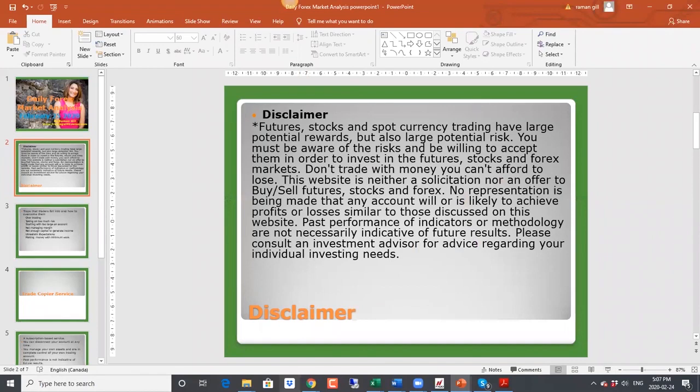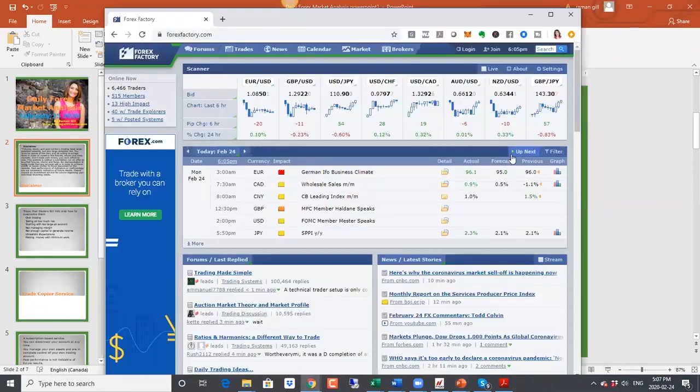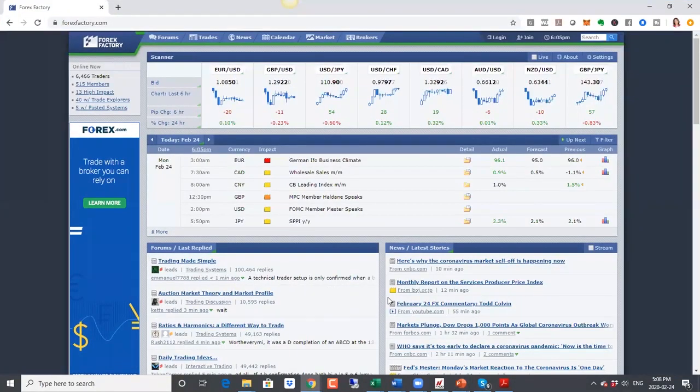All right, as usual, we'll start off with our Forex Factory calendar here. Didn't have a ton of data today. The German IFO business climate numbers were positive, and we saw euro go up as a result of that. But the big theme that we have seen in the market today was around coronavirus.